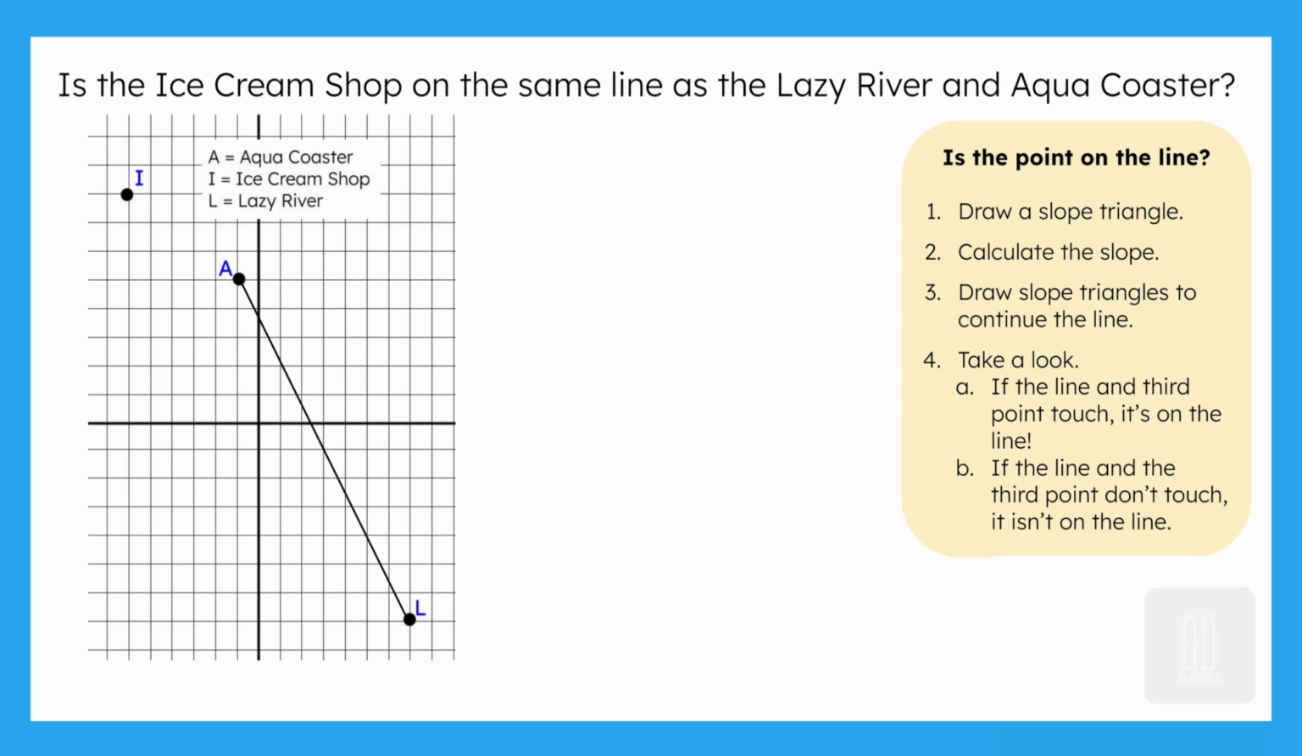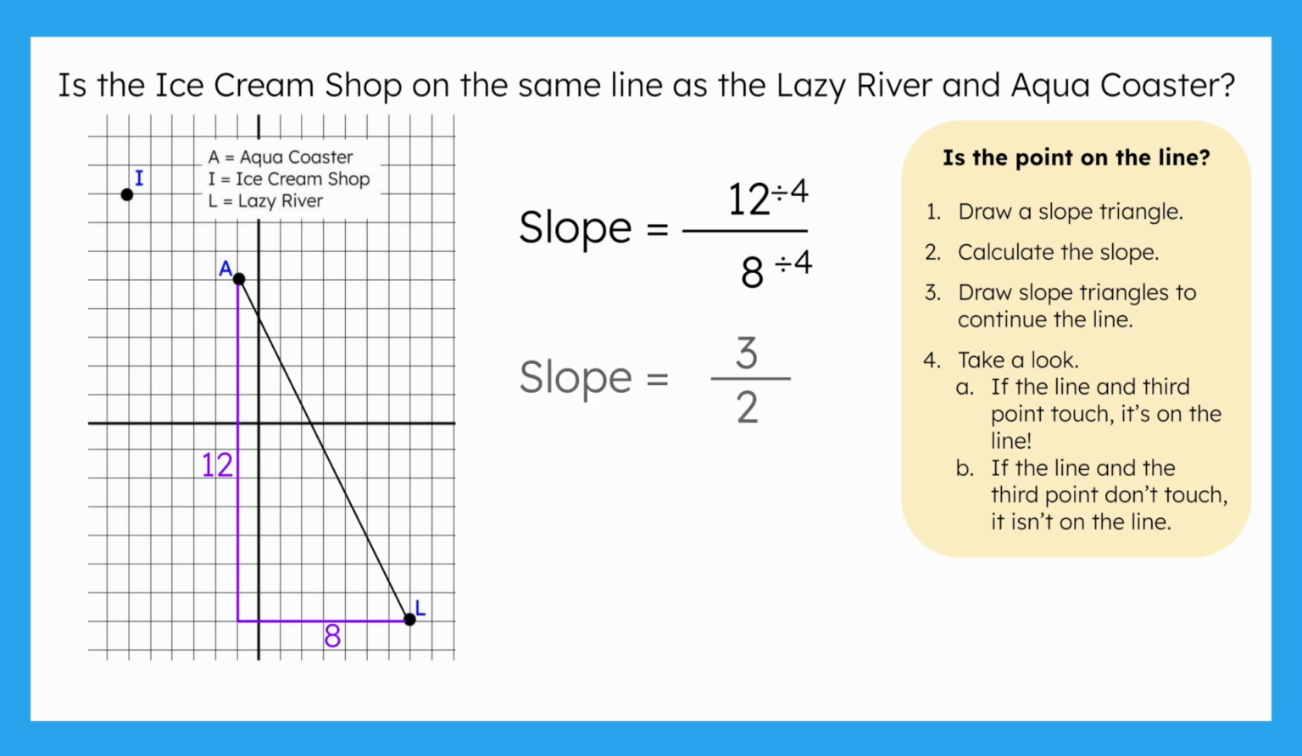What did you get for your slope? I drew my slope triangle like this and counted out the rise as 12 and the run as 8. Did you simplify the fraction 12 over 8? It simplifies to 3 over 2, and we'll leave it as an improper fraction, not change it to a mixed number, so we can clearly see the rise and the run.